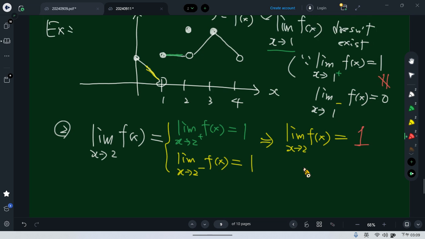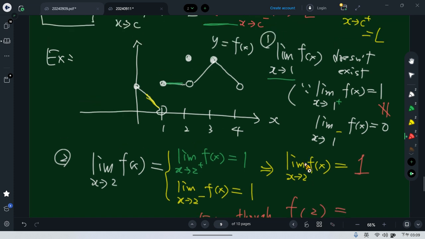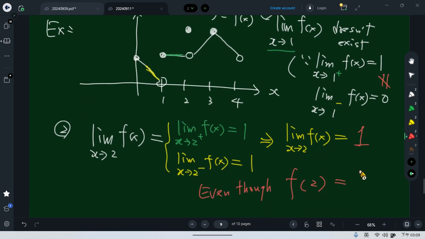Even though f(2) is how much? 2. Its function value is 2 here, right? So you can see the value for its limit is not necessarily always the same as its function value. Just like I say. But if these two are the same, then we will say it is continuous.